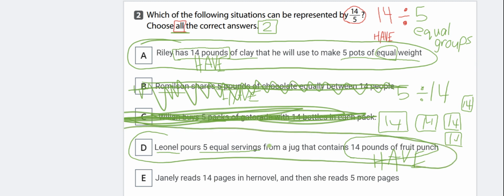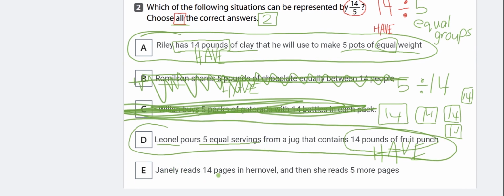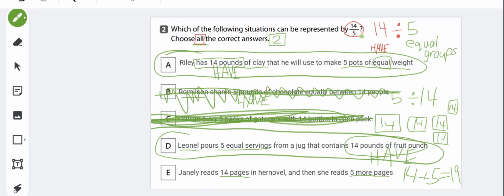And then I'm going to look at E just to make sure. Janelli reads 14 pages in her novel, and then she reads 5 more. So let me ask you a question. If she reads 14 pages, and then she reads 5 more, how many pages did she read? That would be 19. Does the problem want me to add 14 and 5? No. So I can cross this one out.